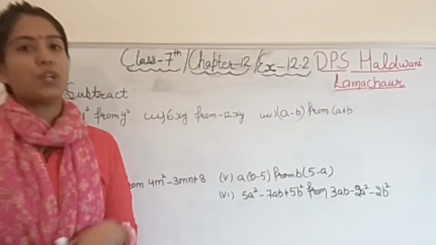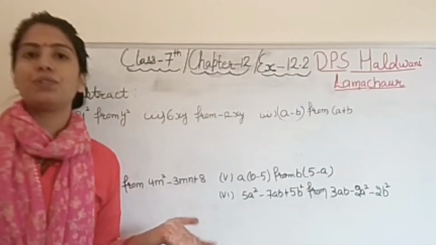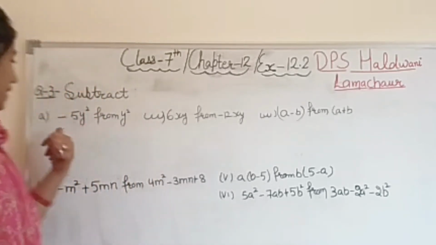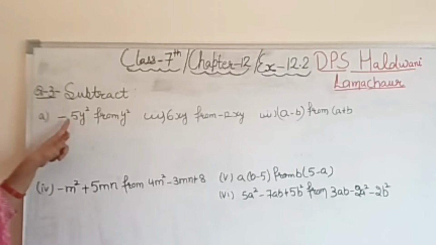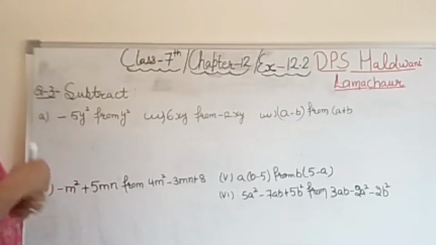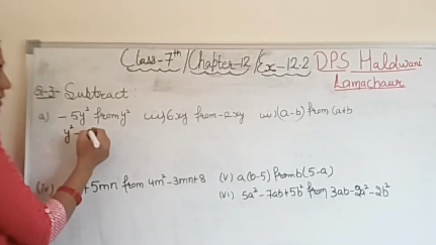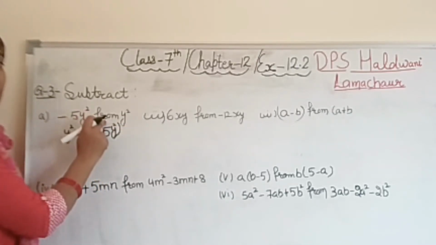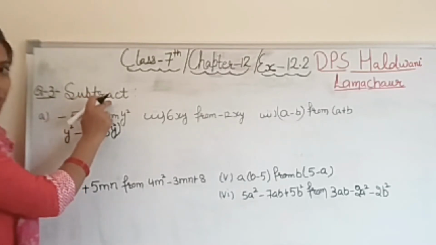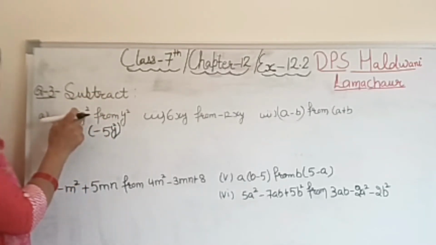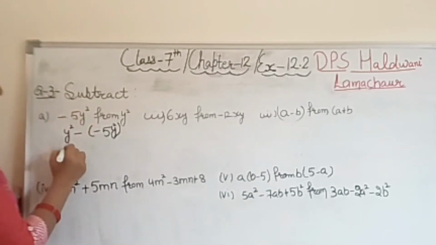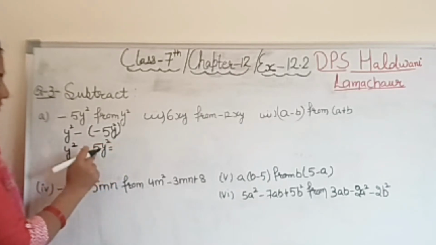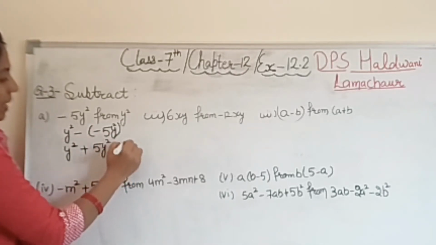Now student, coming to our question number 3, subtract. In the last question we added the terms. Here we have to subtract the terms. That's it. So let's start with a part. Subtract 5y square from y square. So the equation will be y square minus 5y square, because this subtraction sign is for the subtraction only, right? And 5y square is the term only. So simplify, minus minus plus 5y square. So the answer is 5 plus 1, 6y square.